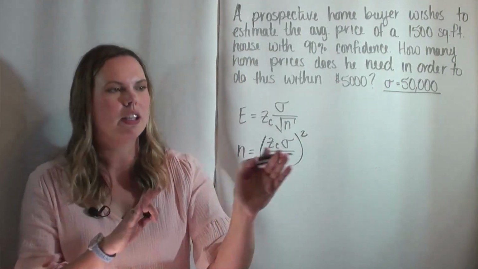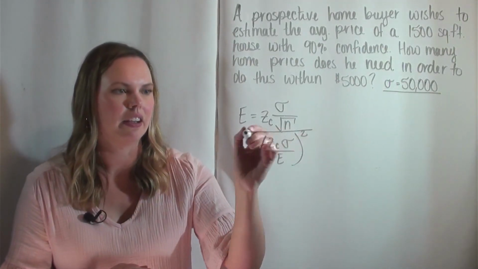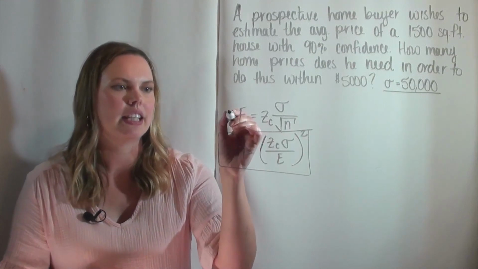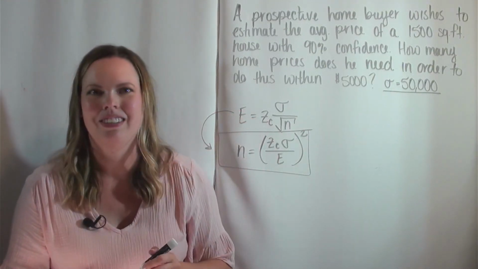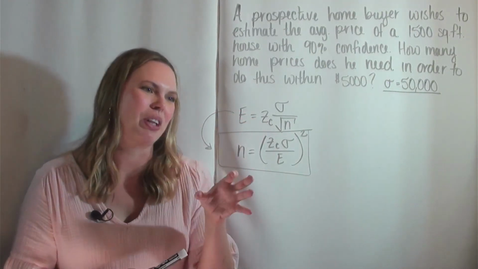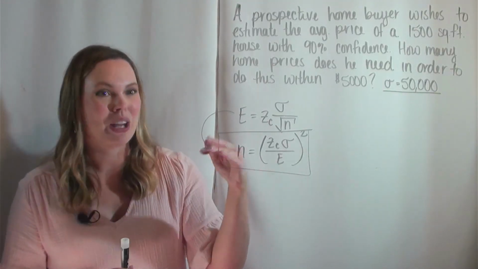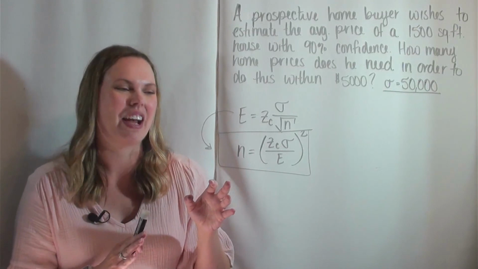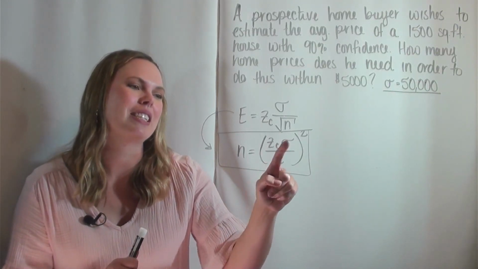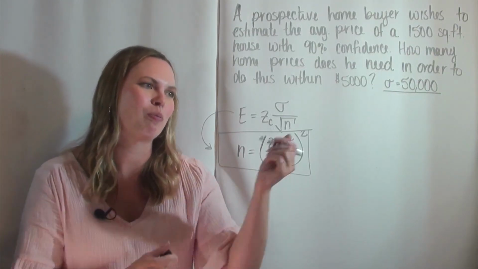Okay, so all I did here was solve for n. I'm using that margin of error formula and solving it for n. And so that's what we're asking here: what is n? That's what we're trying to find, and so we need these pieces: z sub c, sigma, and E.